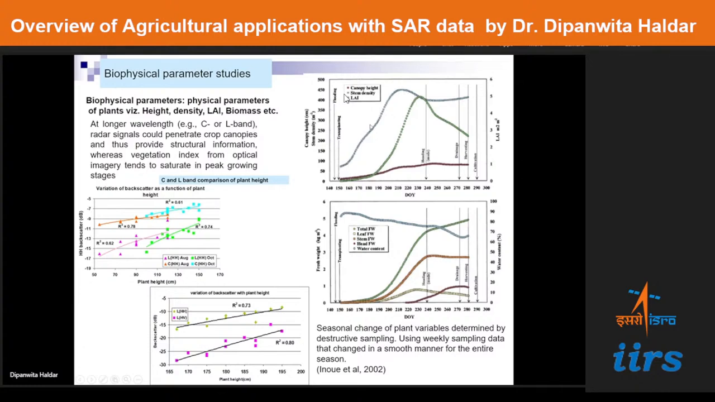So these parameters we need to measure in the field, and we can relate them to the various SAR parameters. Similarly for leaf fresh weight, the water moisture content, and the total fresh weight, these all will increase as the crop grows, and they will have definite relationships with the SAR parameters.